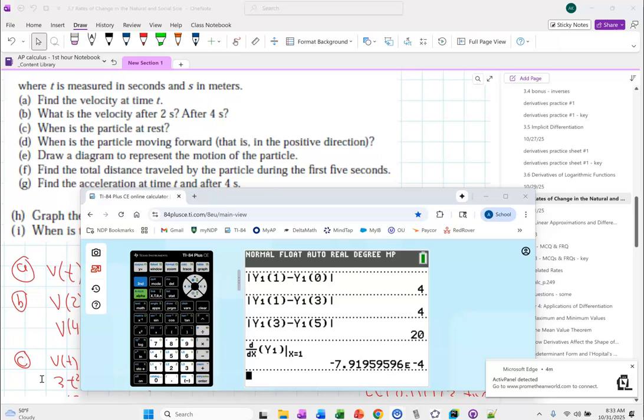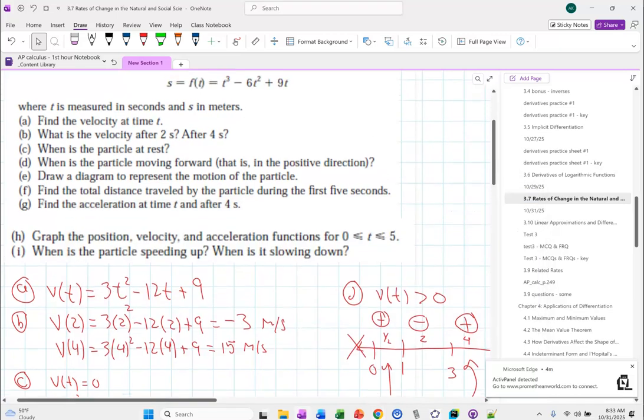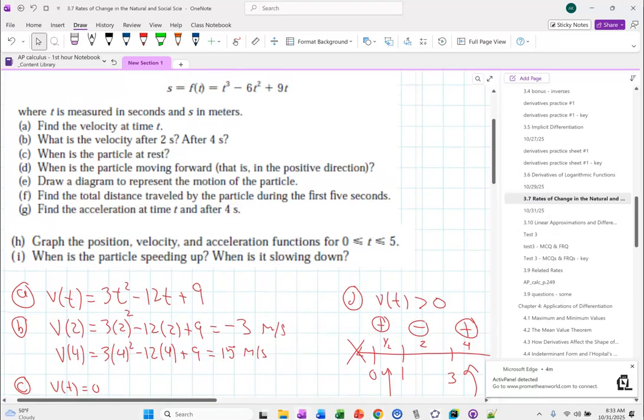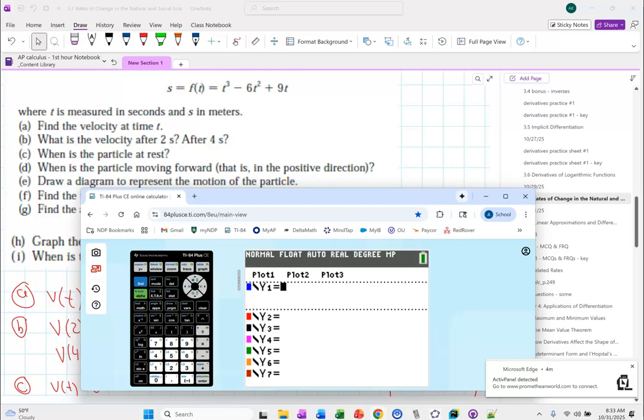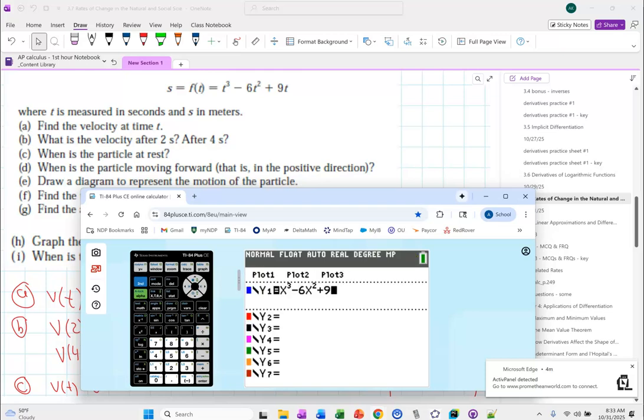So the equation for this problem was that guy. So I'm going to just start by typing that in. So x cubed minus 6x squared plus 9x. Everybody, so far so good? Okay.